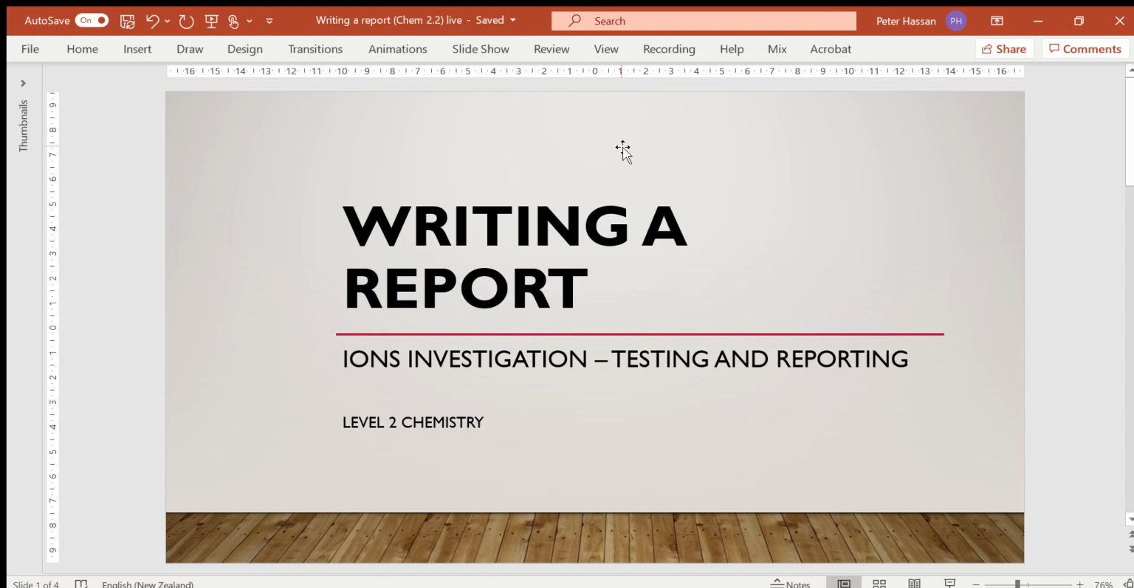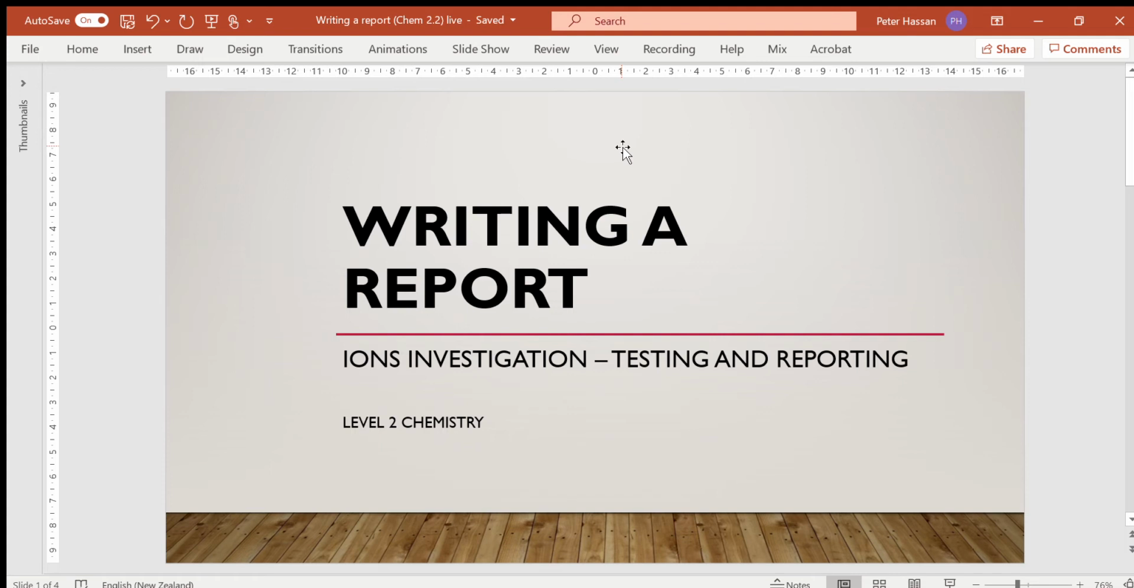Hello Year 12. This is a guide for writing a report for the ions investigation. What we'll look at is finding the ions present in an unknown solution. We will find the cation and we'll find the anion, and therefore we'll be able to find the compound itself that's dissolved. So let's make a start.